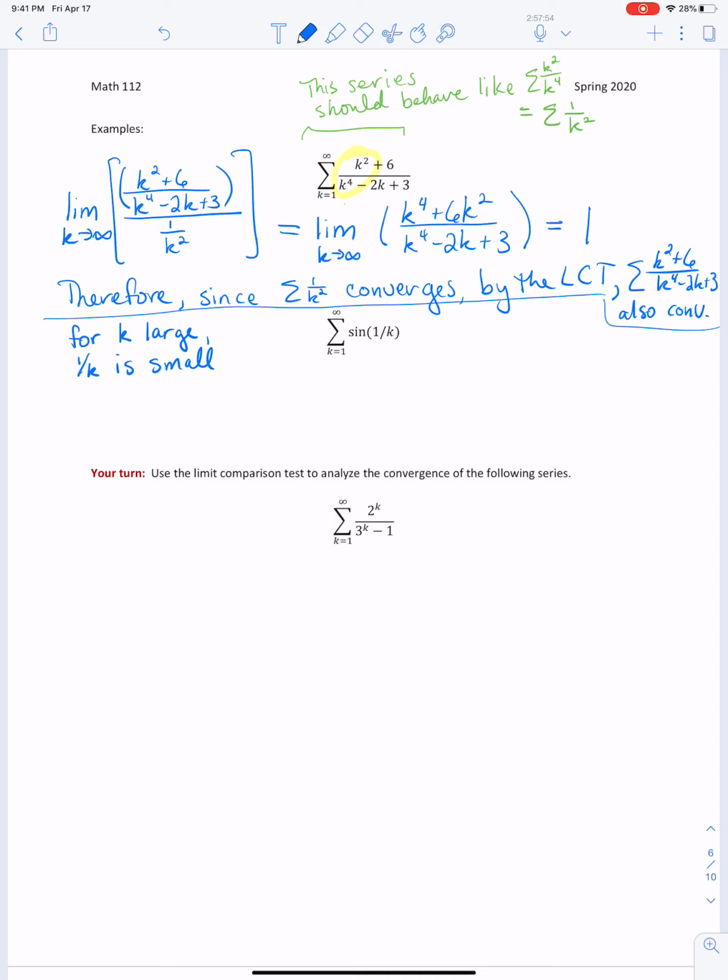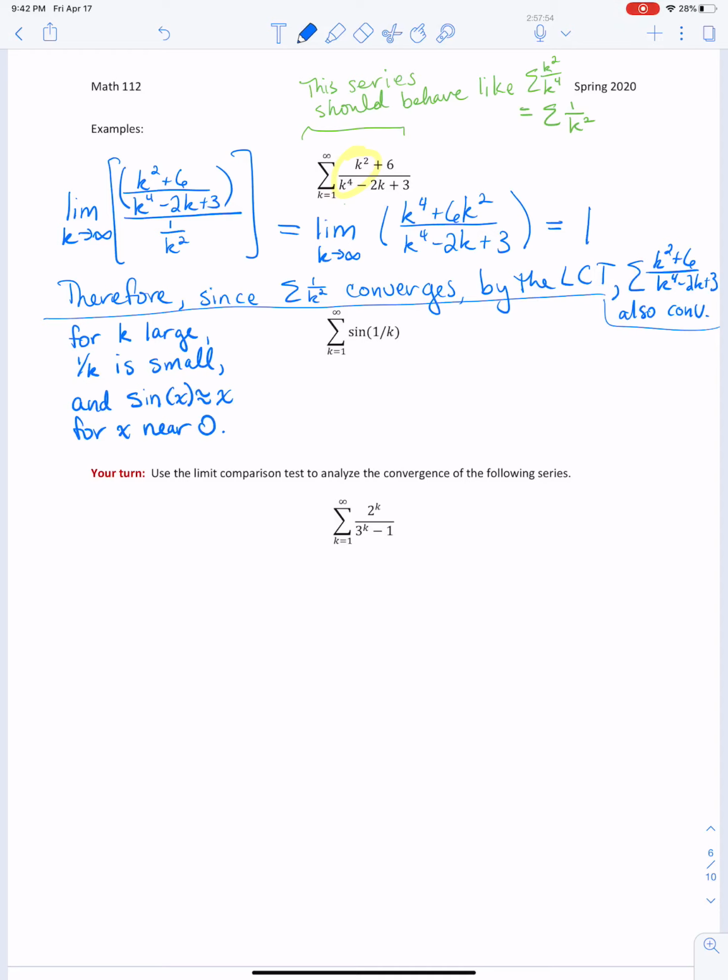and so in fact we'll use the approximation that sine of x is approximately equal to x for x near 0.